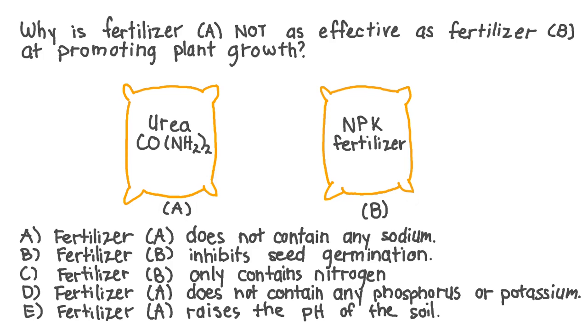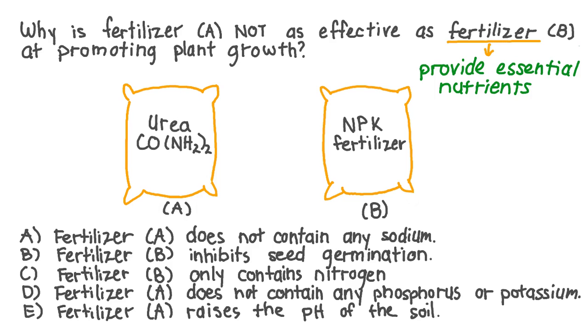Why is fertilizer A not as effective as fertilizer B at promoting plant growth? A. Fertilizer A does not contain any sodium. B. Fertilizer B inhibits seed germination. C. Fertilizer B only contains nitrogen. D. Fertilizer A does not contain any phosphorus or potassium. E. Fertilizer A raises the pH of the soil. Fertilizer A is urea, and fertilizer B is an NPK fertilizer.